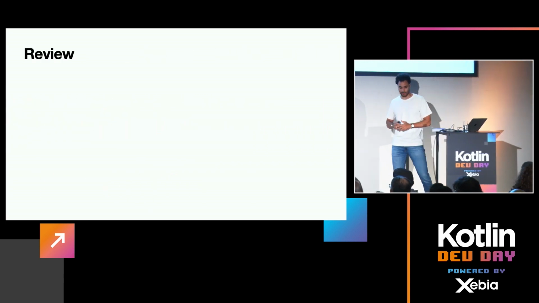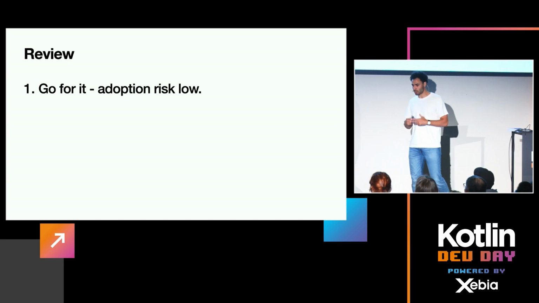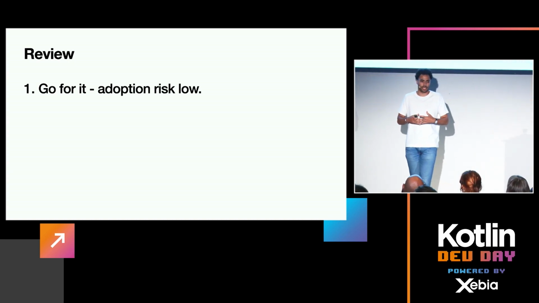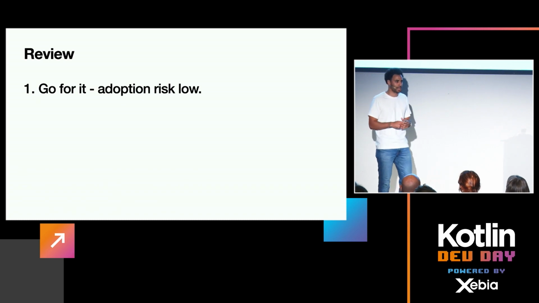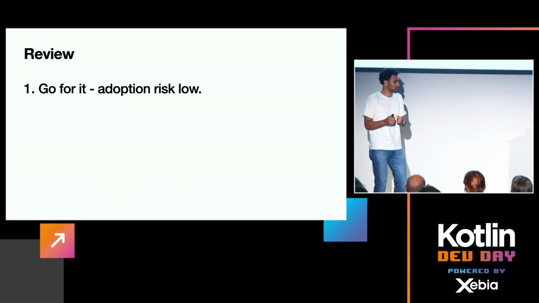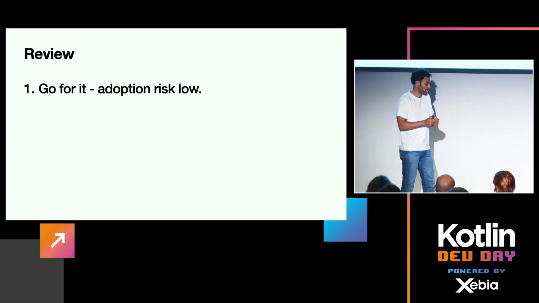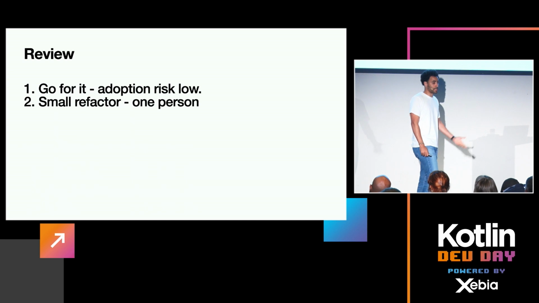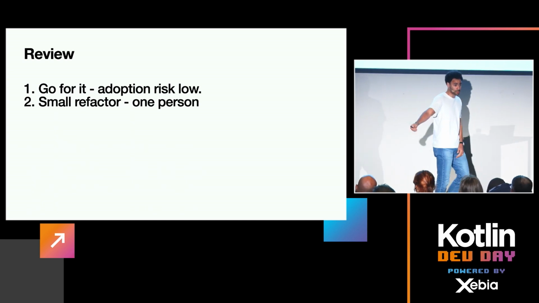All right, so to give everyone a review, when we're talking about Jetpack Compose, I think you should just go for it, but you've got to assess what level of risk and adoption that you have. So if you could maybe take this into your code base in a small place and then try it and then go for it, I think you've got to. I think if it's a small refactor, for example, the extension function, just let one person do it, okay?